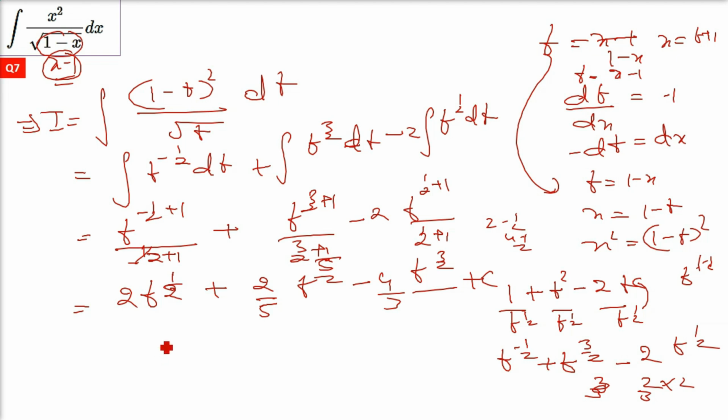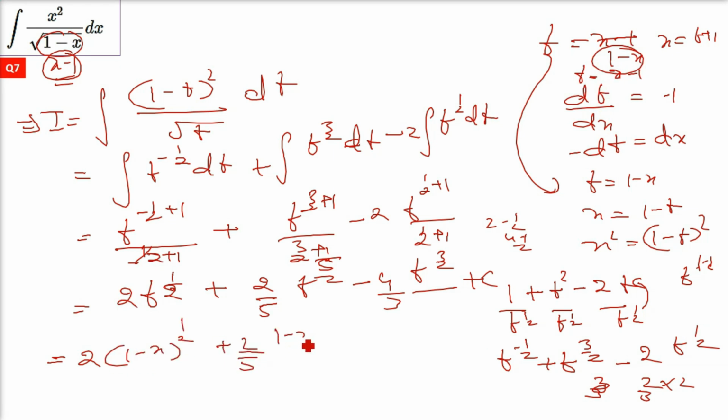So we can simplify this question also, because you have to take the LCM. Please remember one of the questions we have already done that. So if you just keep this question like this, the question is x square by under root 1 minus x. It's such a clean question and we are answering in t raised half, t raised 5 by 2, t raised 3 by 2. That is not acceptable.